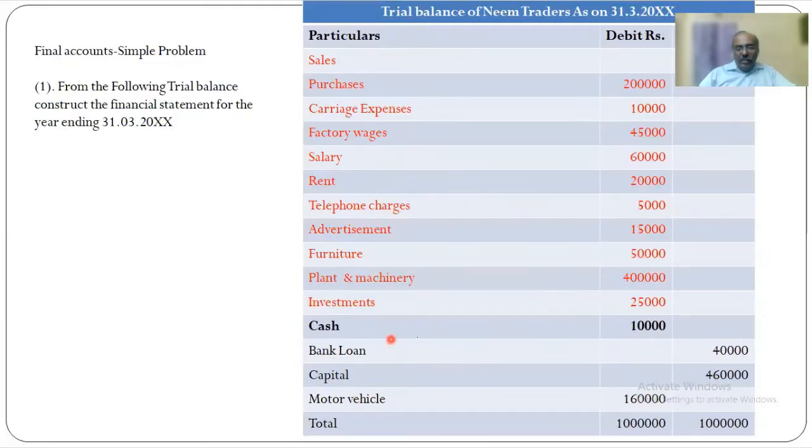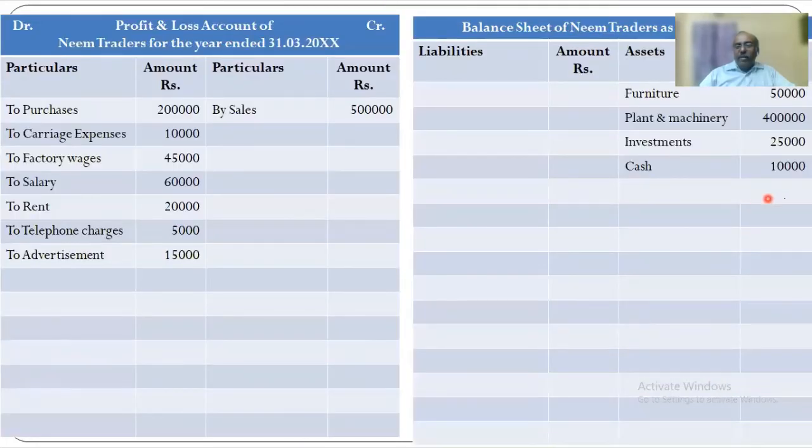Then take the next one, cash balance of 10,000. This is something useful for next year. This means it is an asset. So anything that is useful for next year is a part of assets.